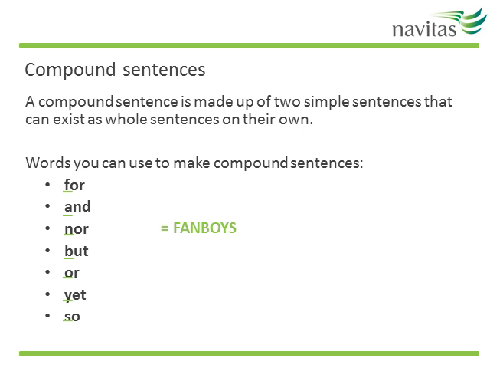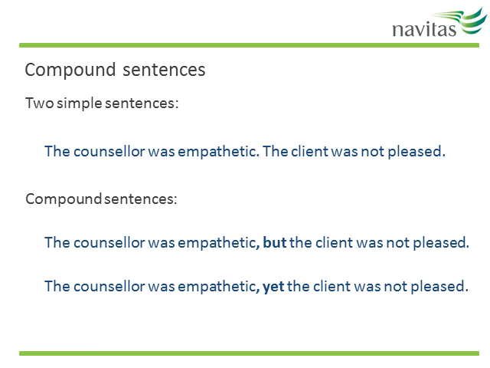Let's now take a look at some example compound sentences using these linking words. In this example, we have two simple sentences. The counsellor was empathetic, the client was not pleased. You can join these sentences together with but. The counsellor was empathetic, but the client was not pleased. Or you could use yet. The counsellor was empathetic, yet the client was not pleased. As you can see, in both of these cases, the linking word used marks a contrast. Also note the comma in the sentence before the linking word.